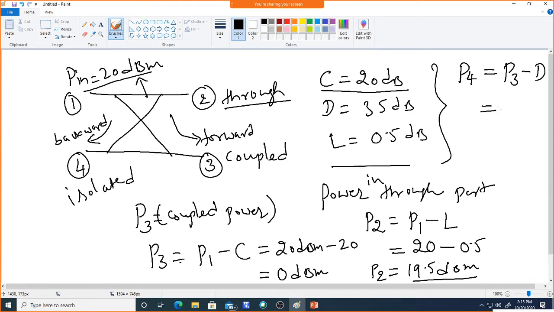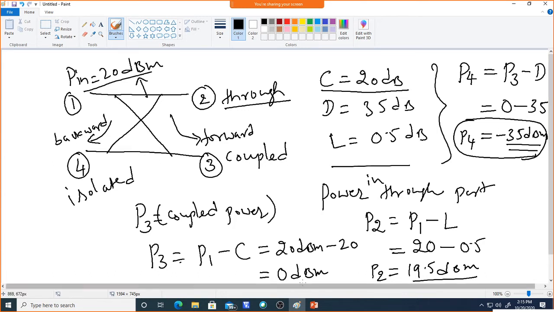Now, we know the directivity value and we know the P3 value, which is 0 dBm, and the directivity is 35 dB. So this will be equal to minus 35 dBm of power going to port 4. We can observe here that the isolation is confirmed. The power is very much less compared to the coupled power, which is 0 dBm.